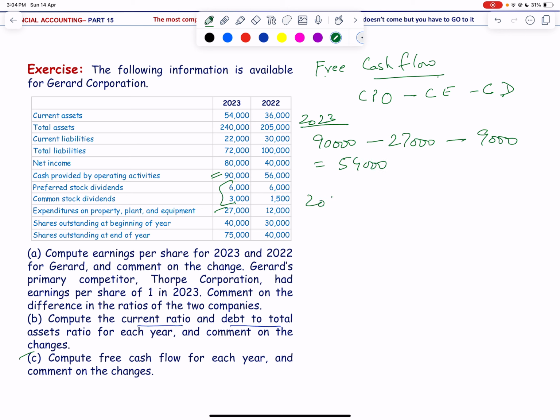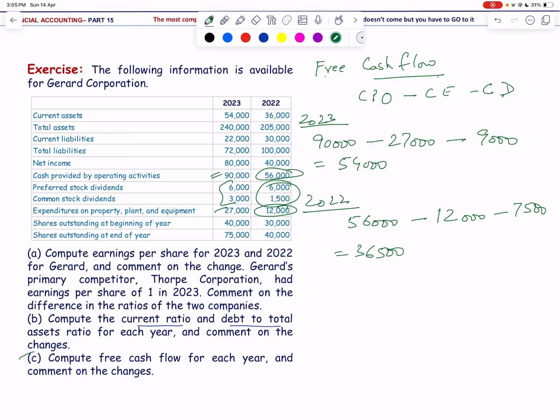For 2022 it will be 56,000 cash provided, minus expenditure on property and plant, that is capital expenditure 12,000, and minus the dividend paid, that is 7,500. So this is equal to 36,500. So the amount of cash generated by the company above its net needs for dividends and capital expenditure has increased from 36,000 to 54,000.